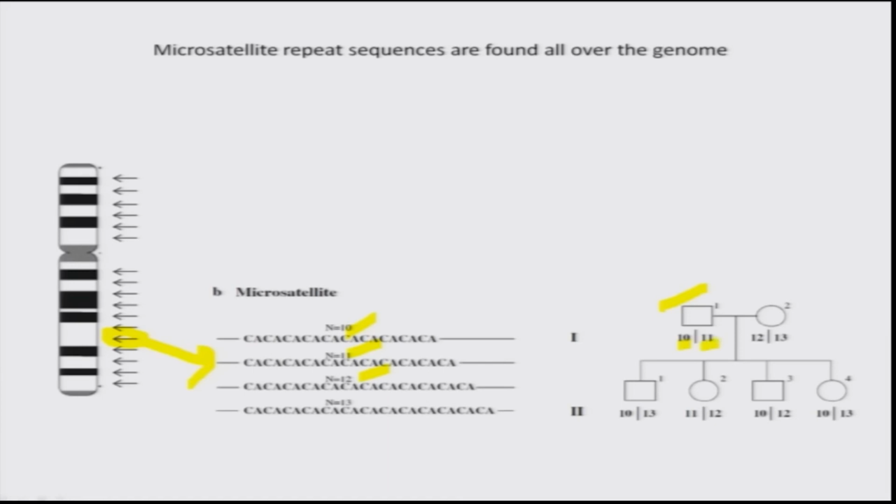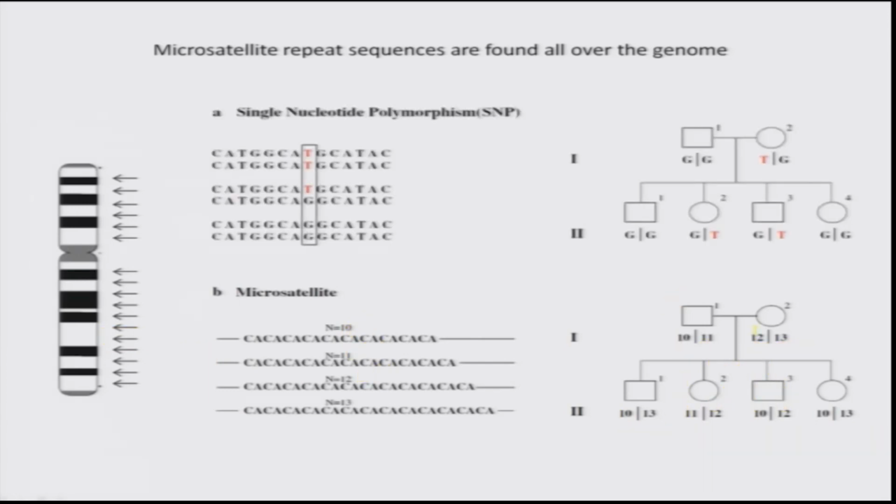This marker has got 10 repeats, the other homolog has got 11 repeats. This individual has got 12 and 13. Now, you can see in the next generation that there is a combination. For example, from father 10 has come, from mother 13 has come. Here the other allele, father 11 had come, 12 had come from mother, 10 had come from father, 12 had come from mother. So, you can really track the segregation of each of the alleles from the parents, right.